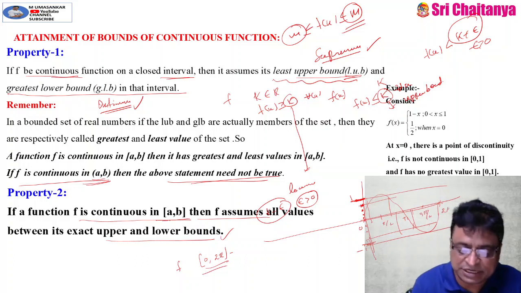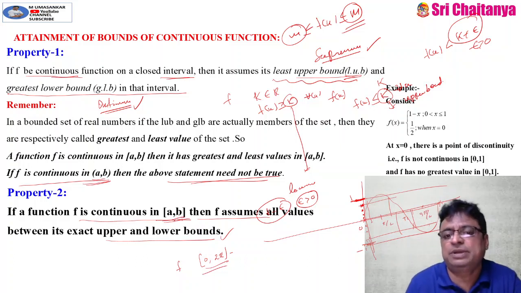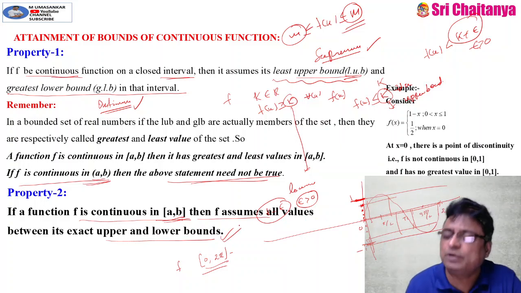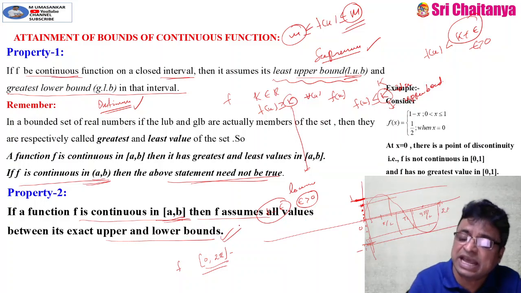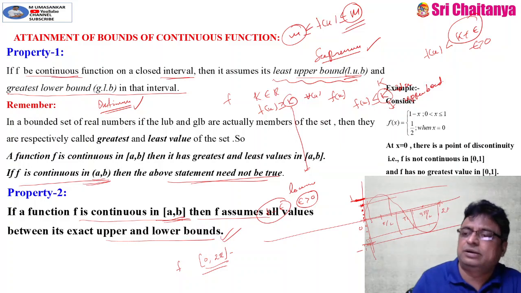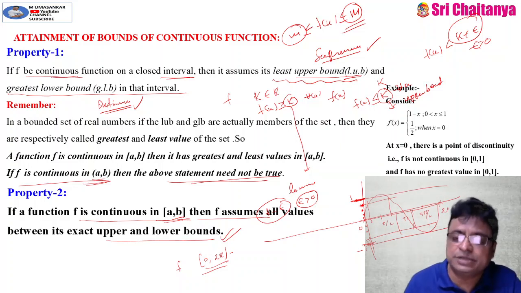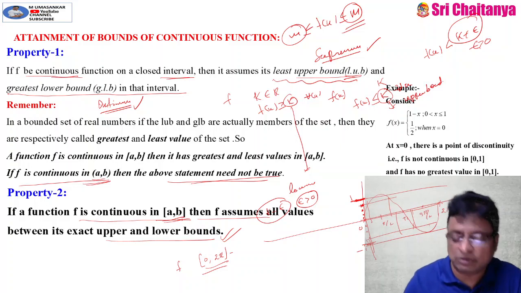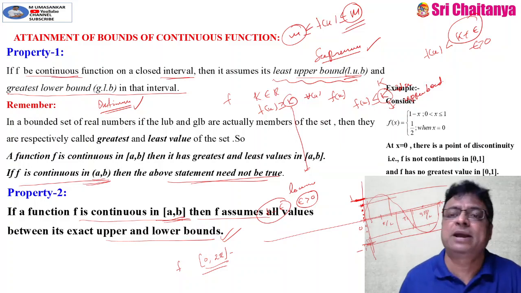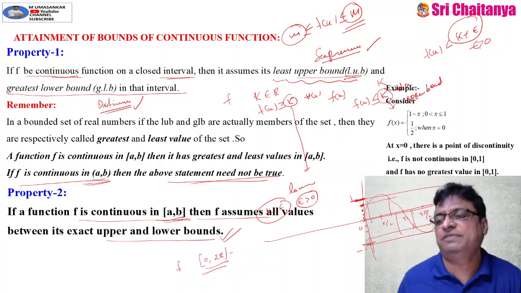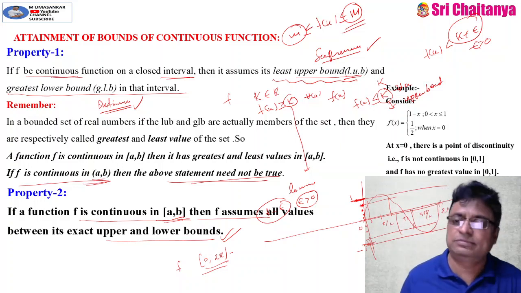That means f is continuous in closed interval [a, b]. So f assumes all values exactly between upper and lower bounds. These fundamentals are again useful for greatest and least values and maximum and minimum of continuous functions, which we are going to learn soon in applications of derivatives. That is the beauty of continuity of the function in closed interval.